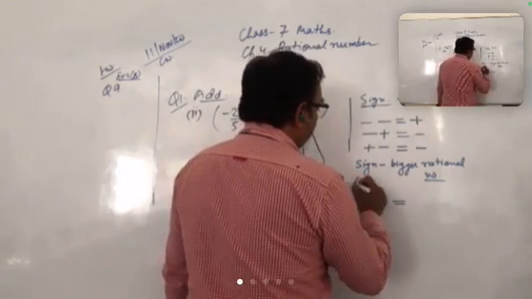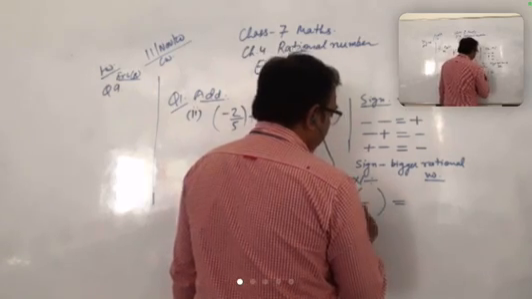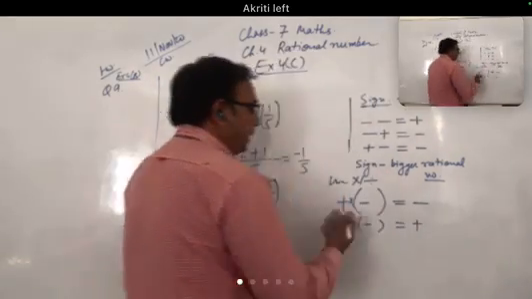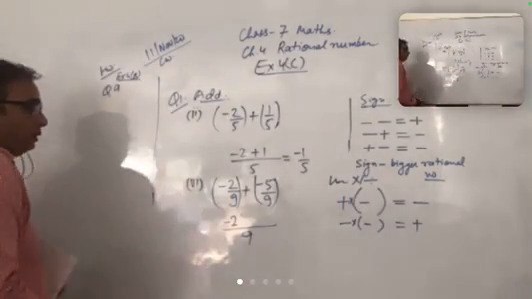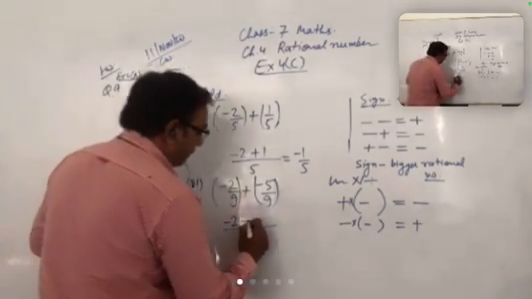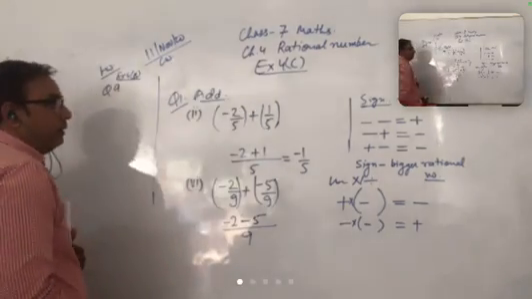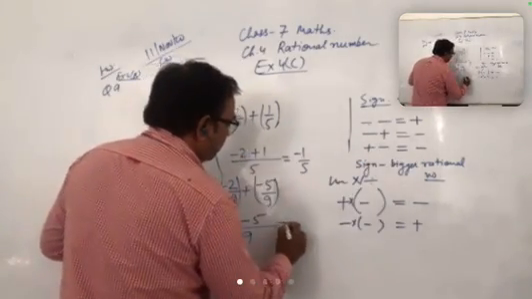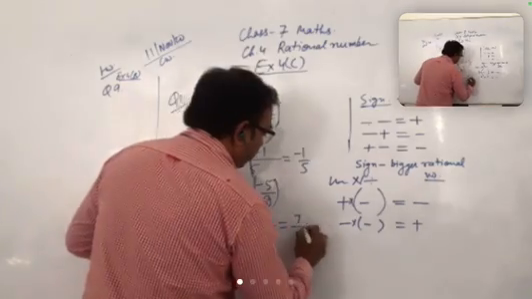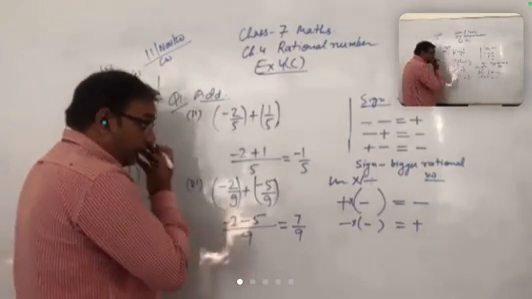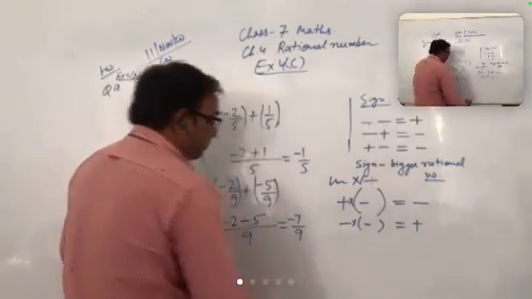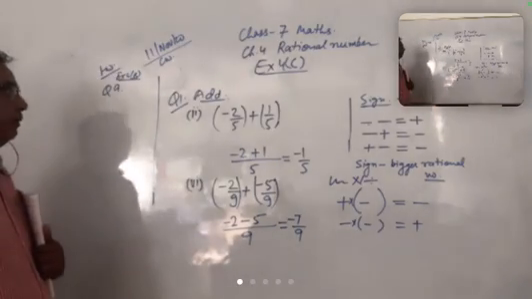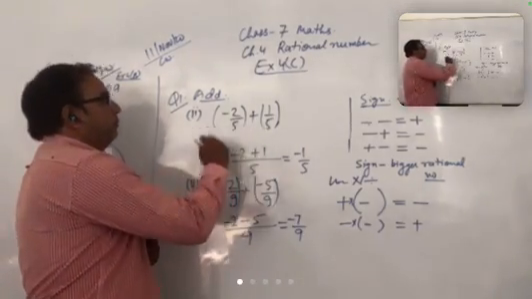In multiplication or division, plus times minus is minus, minus multiplied by minus is plus, the same in division also. So in this the plus minus is minus, now it will be 5. And now what is the operation? Minus minus is plus, so you just add 5 plus 2 is 7 upon 9, and now you check the bigger number sign, it will be minus. So this is the way how we add rational numbers when the denominators are same.